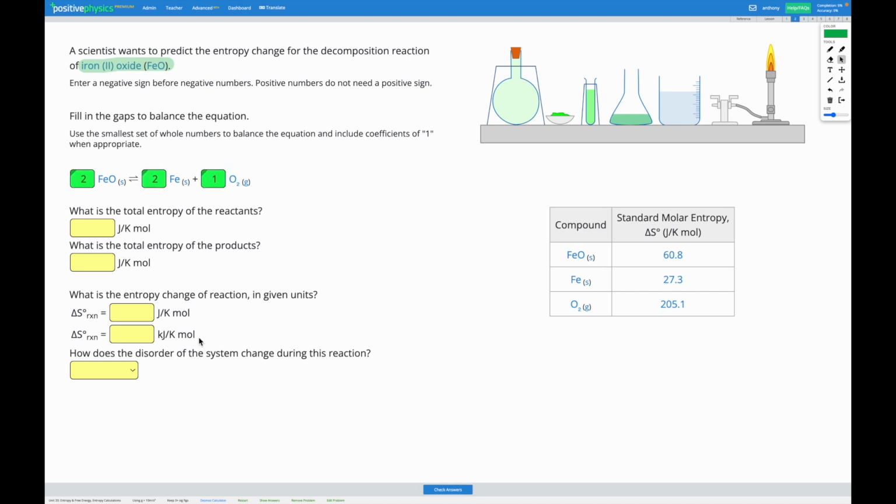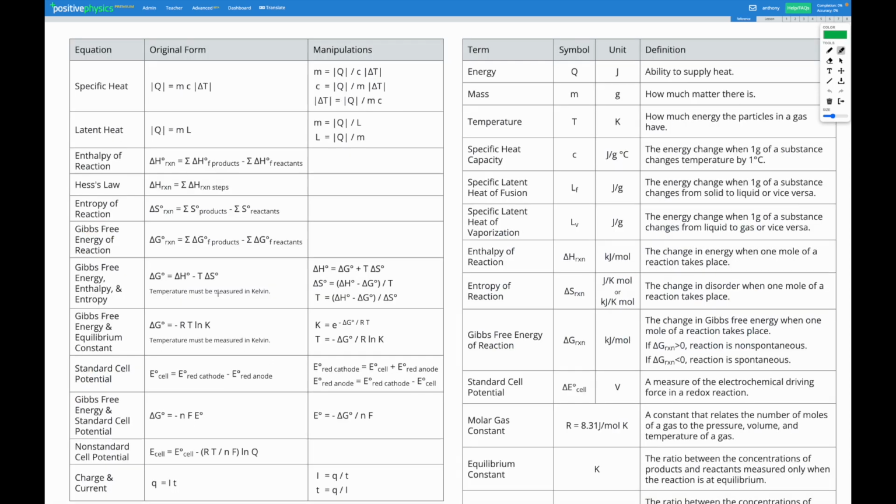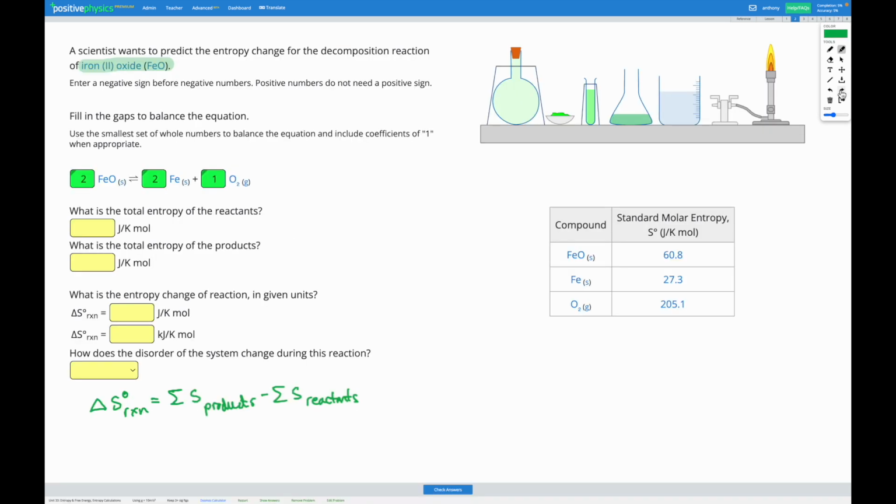Our goal is to figure out the entropy change of reaction. Let's head to our reference sheet to find an equation for that. Here's our entropy of reaction equation. The entropy of reaction is equal to the sum of the entropy of the products minus the sum of the entropy of the reactants. Remember, this symbol here means sum, or the total.